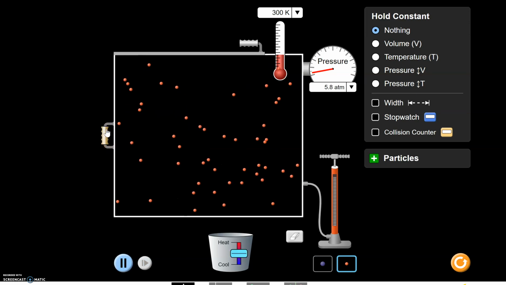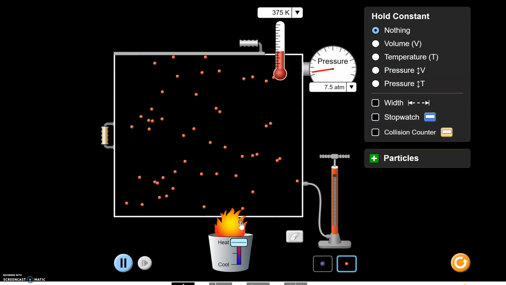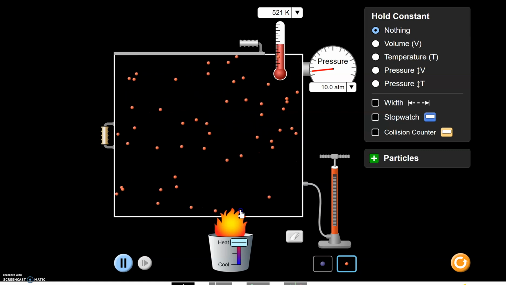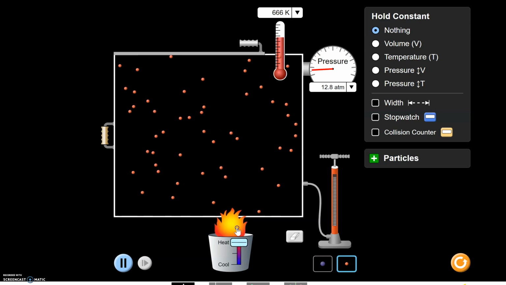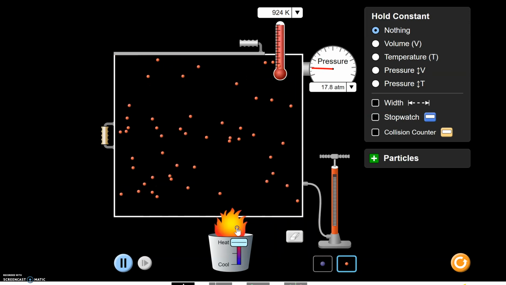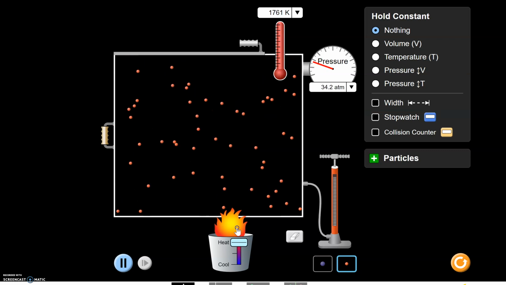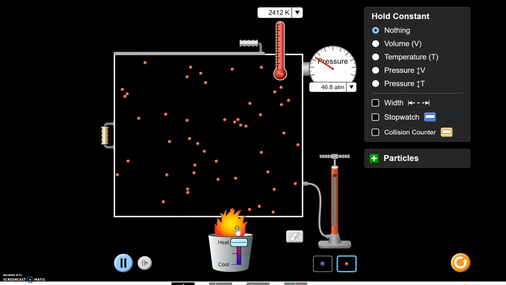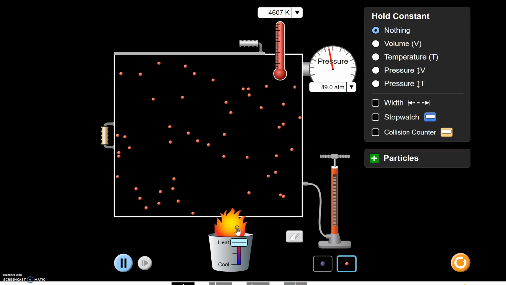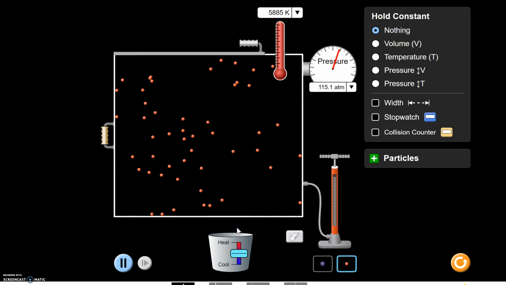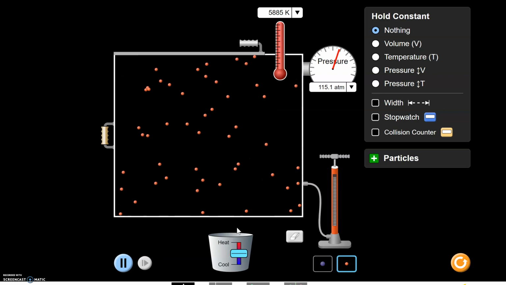So what we're going to do is try to increase the pressure another way, and that's by increasing the temperature. So you can see that the temperature is increasing. We're at 500 kelvins, and look at the gauge on our pressure. It's increasing dramatically because the speed with which our gas particles are moving is also dramatically increasing. They're not only hitting each other harder, but they're hitting the sides of the vessel harder, and that's making our pressure increase.